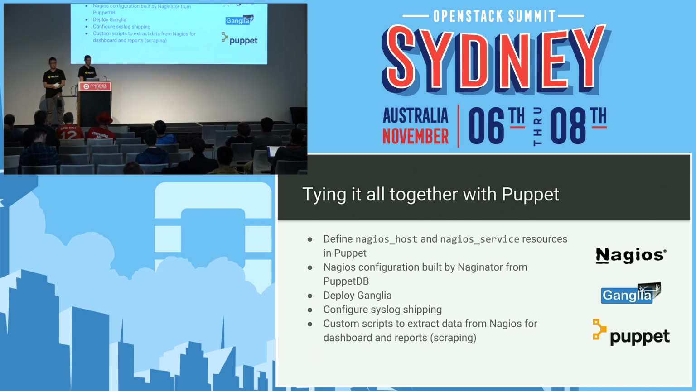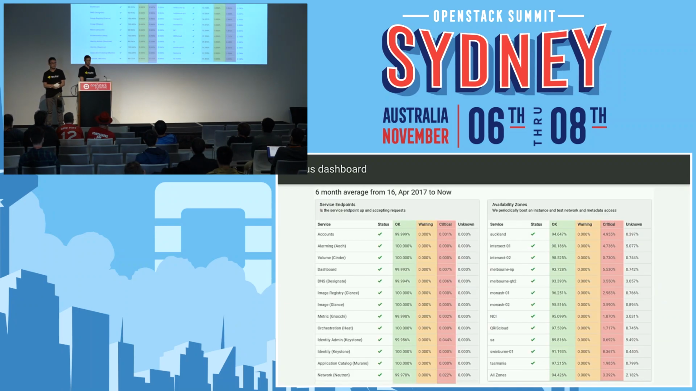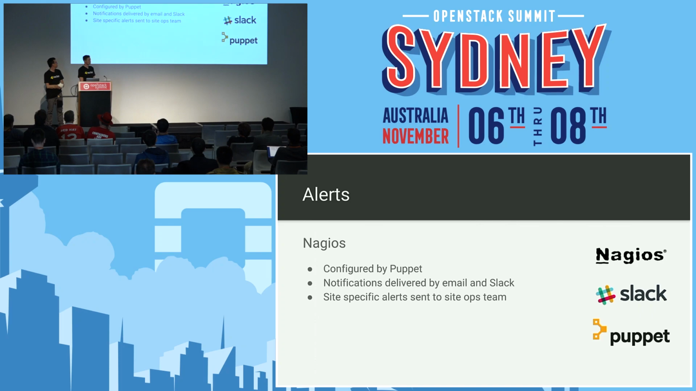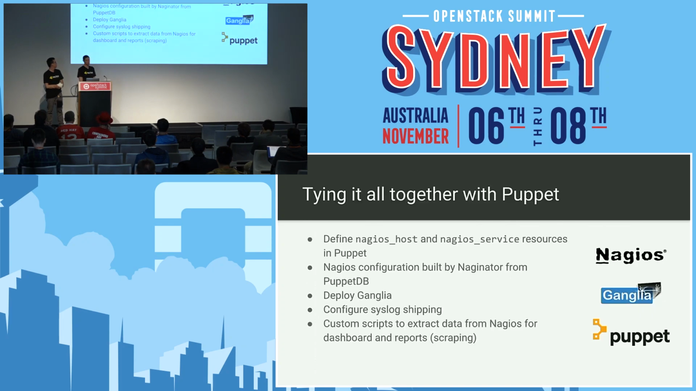The dashboards that Jake was showing before, we actually pull this information from Nagios. As many know who use Nagios, it doesn't really have good APIs, so we have some nasty code which scrapes that information from Nagios. It's nasty, but it works and it's been quite reliable.